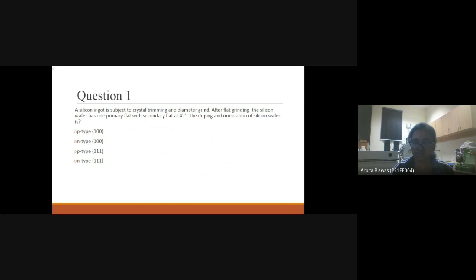Okay, then in the next session you can ask. And now if you have any question regarding this MEMS fabrication technique, you can also ask now. And if you want to see what type of questions I discuss in the session, you can also see.